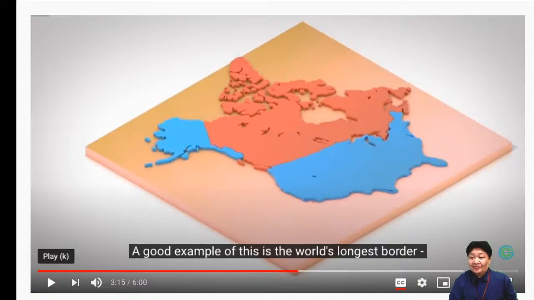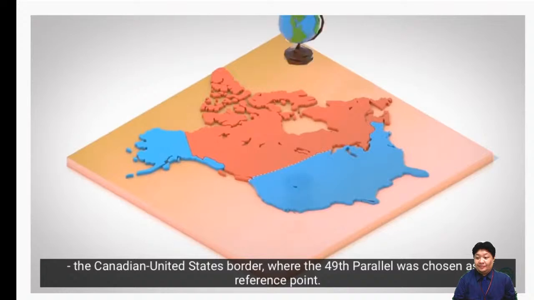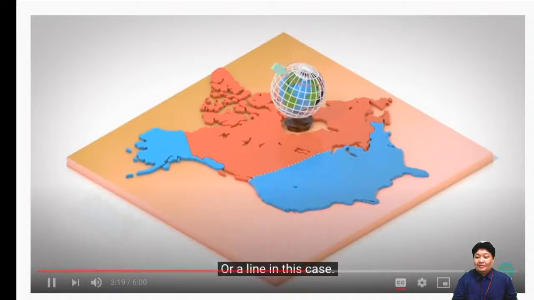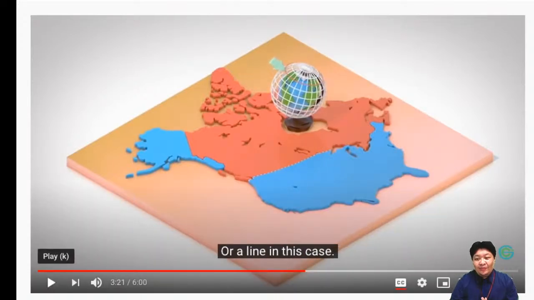Let's continue. In the United States border, the 49th parallel was chosen as a reference point, or a line in this case. Okay, this is the treaty between the two countries, the United States and Canada. Remember class, they did not fight about having war, and they did not colonize each other.